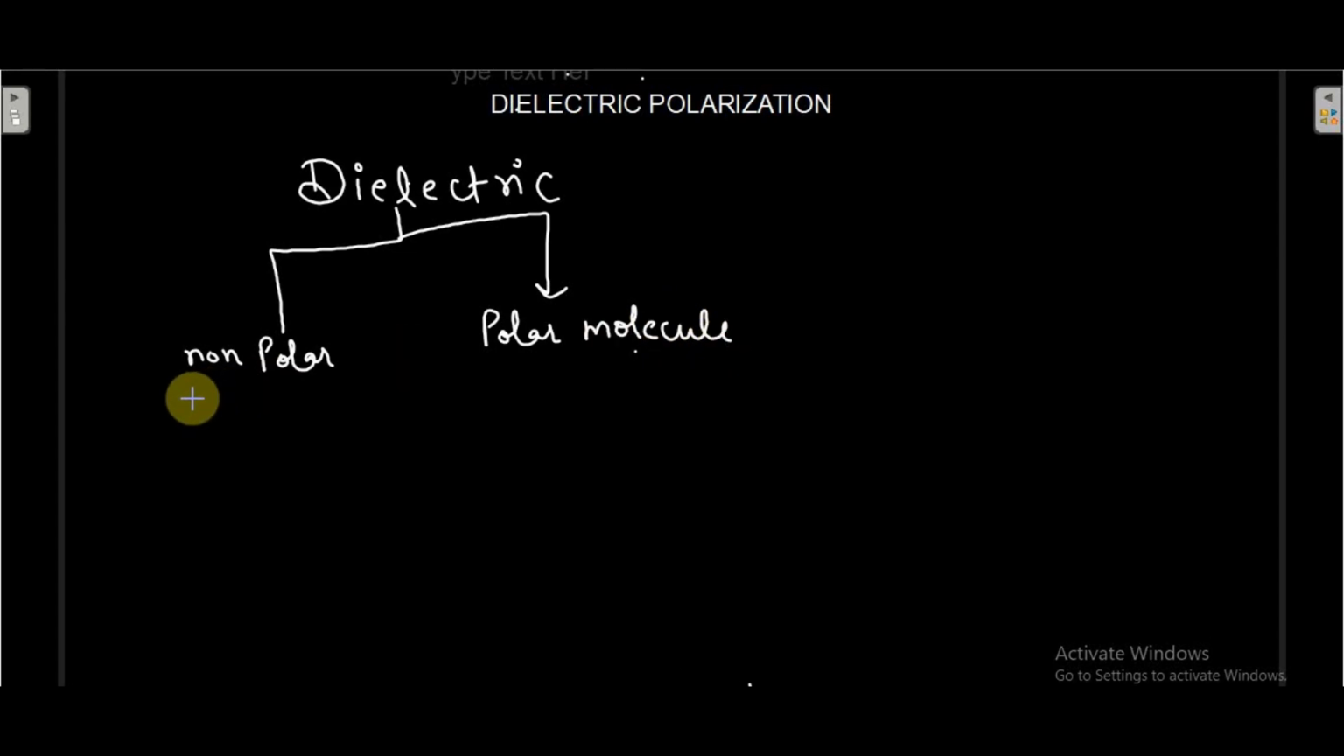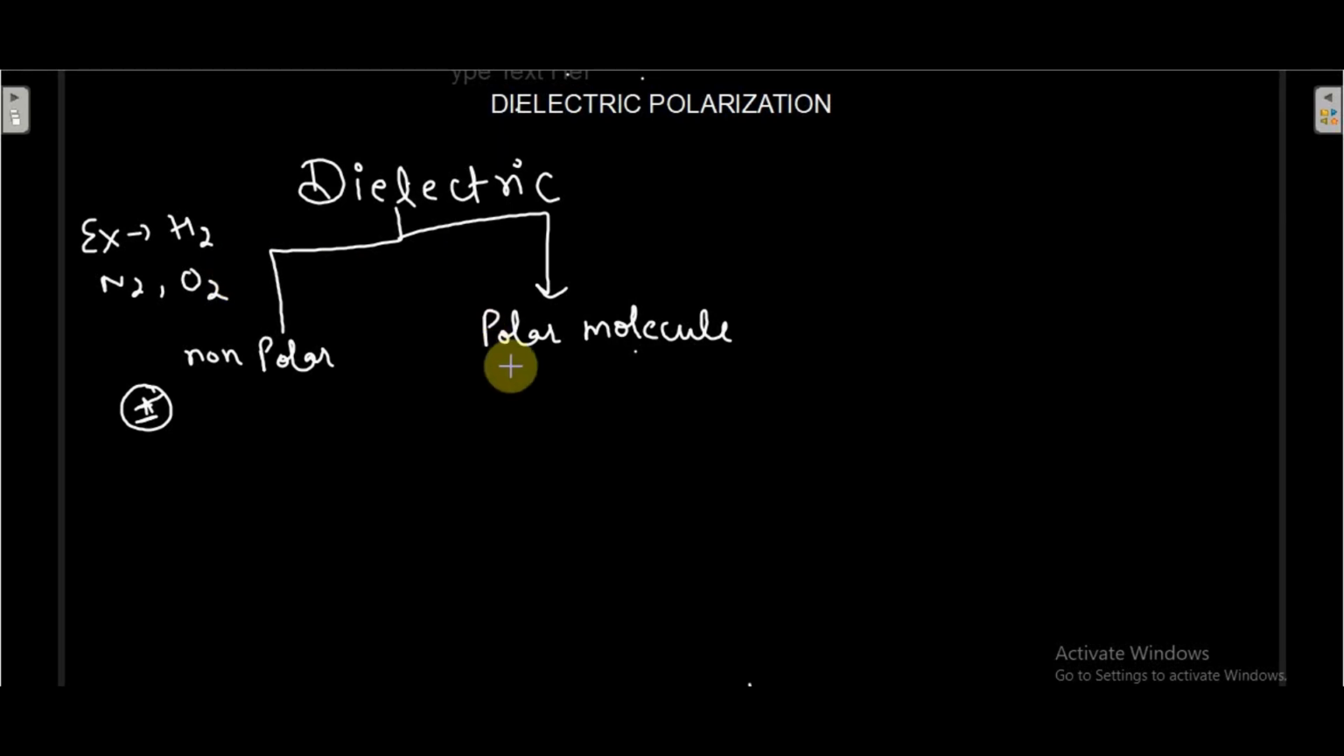In non-polar molecules, the positive and negative charges of the atom coincide with each other. As we know, all dielectrics are made of atoms and molecules. In non-polar molecules, the positive charge and the negative charge lie at the center of the molecule, at the same place. Examples of non-polar molecules are hydrogen, nitrogen, and oxygen.